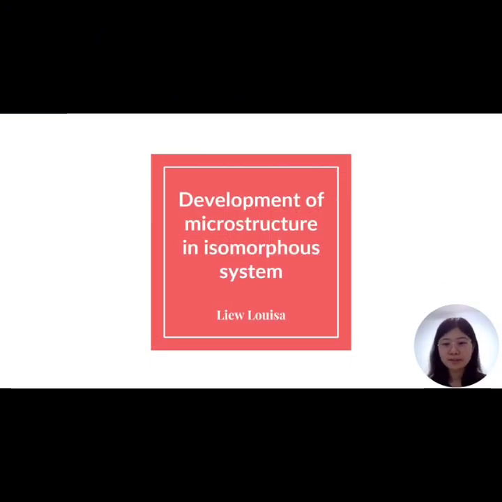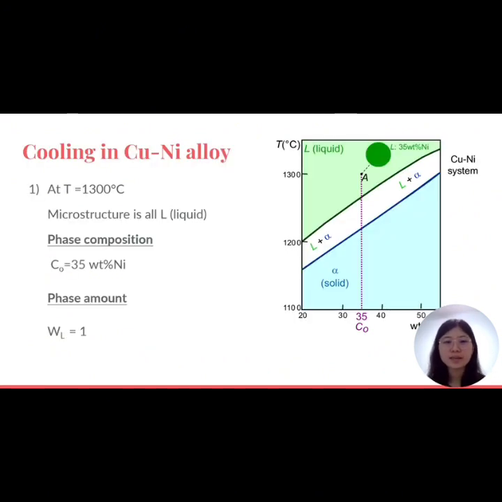Hello, I'm Louisa, and today I'll be explaining the development of microstructure in an isomorphous system. I'll be using a copper-nickel alloy as an example. At a temperature of 1300 degrees Celsius, the microstructure is 100% liquid phase. The phase composition is 35 weight percent nickel, and the phase amount is equal to 1.